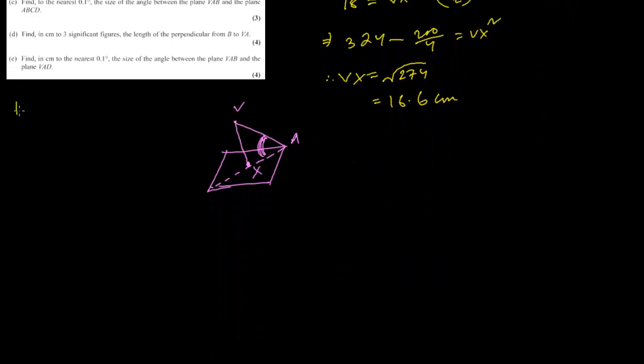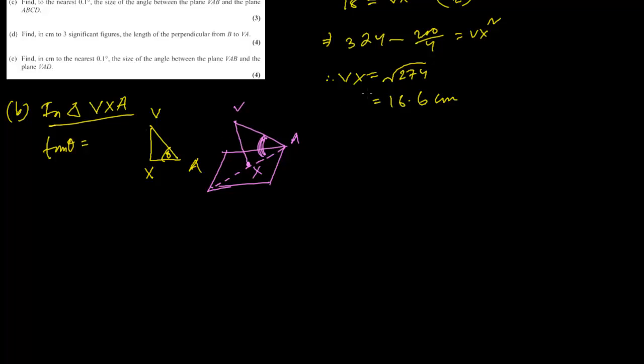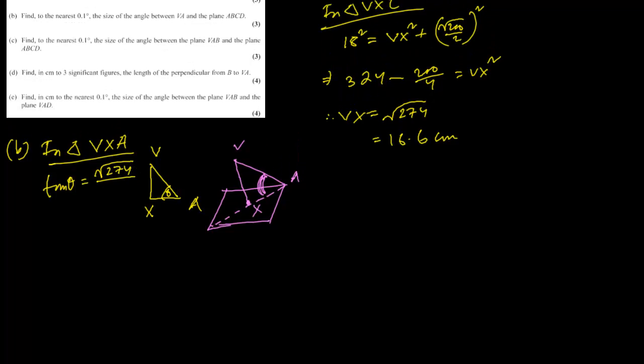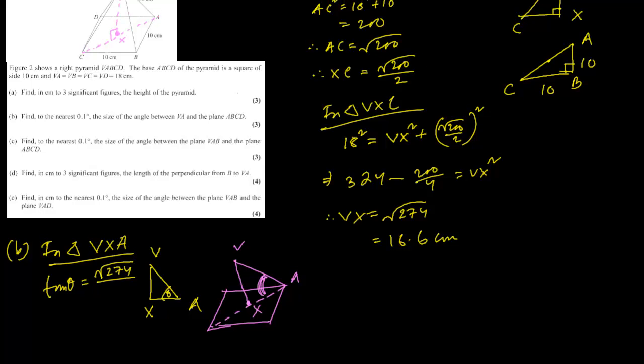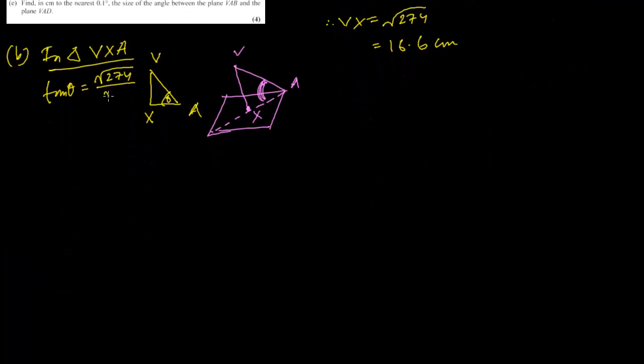So question number B. In triangle VXA, you have to find this angle. So you have to show this miniature triangle like this. VXA, this is our theta. So tan theta equals opposite, VX, which we just found as the exact value, square root of 274, divided by base. Base is half of what we found, that is square root of 200 by 2. That should give us the exact value.